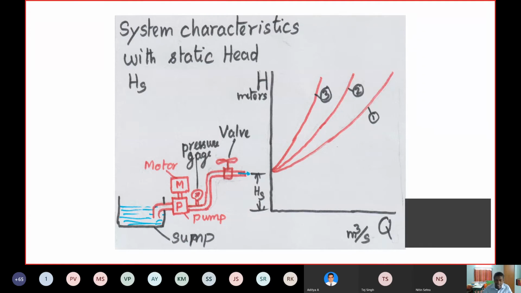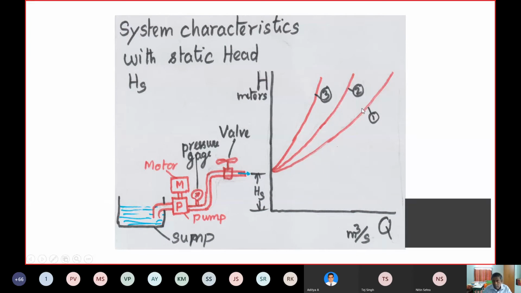You find that the system characteristic starts with some static head, Hs. You can see that the water level is there in the sump. The final flow level is always at a height Hs. So the pump has to do minimum work to produce the head Hs. So that is some sort of a minimum starting speed at which you produce a head Hs.